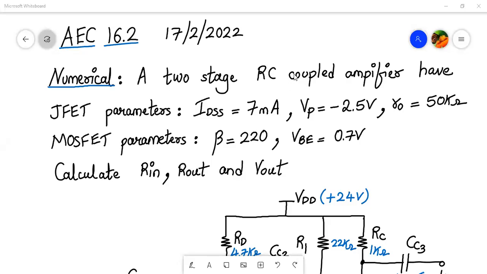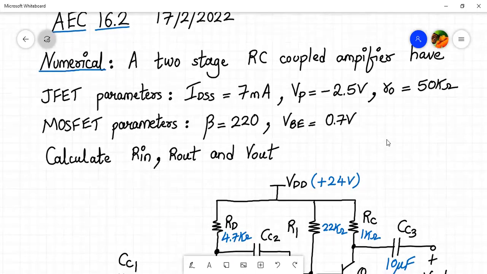Hello everyone, welcome to Analog Electronic Circuits, lecture number 16, part number 2. So today we are going to solve a numerical on a Cascade amplifier.